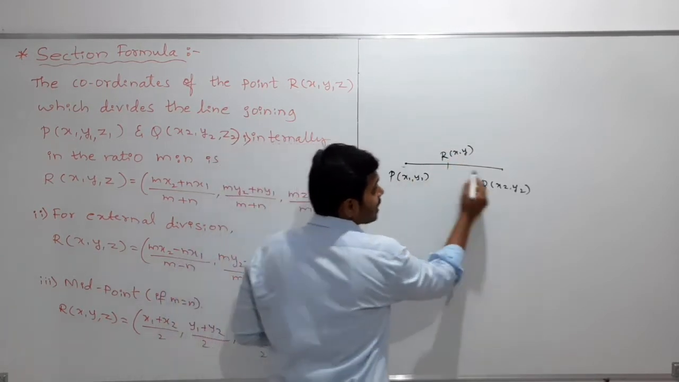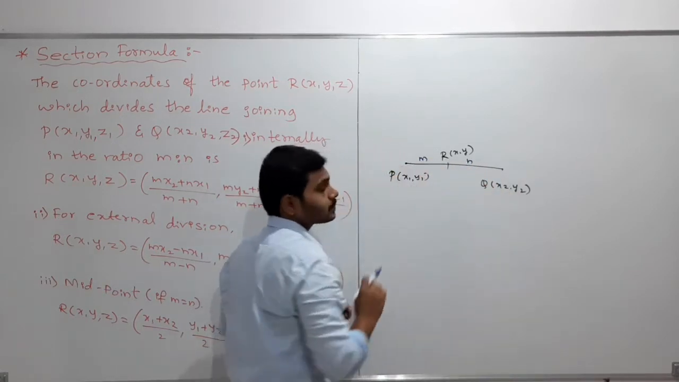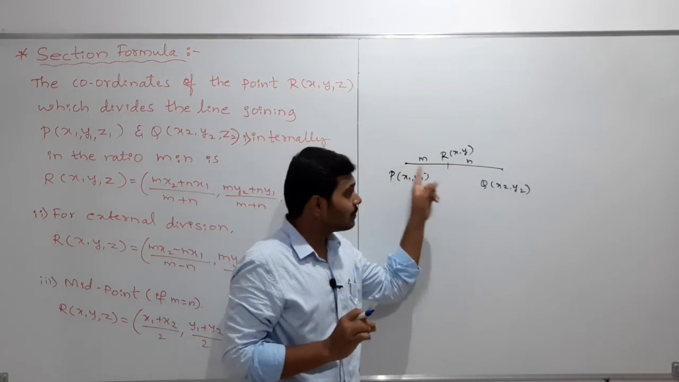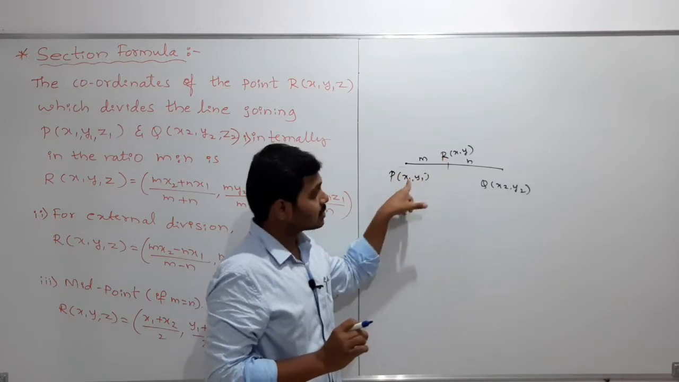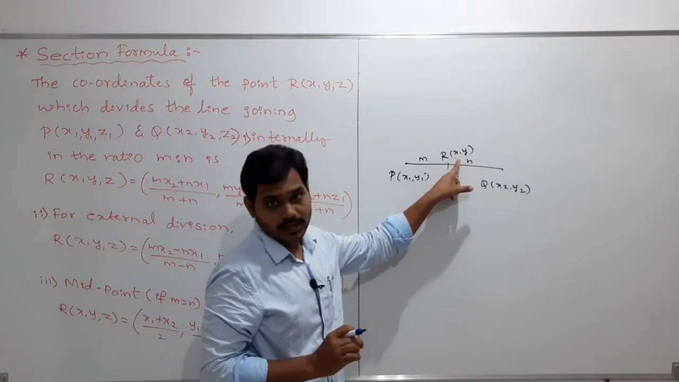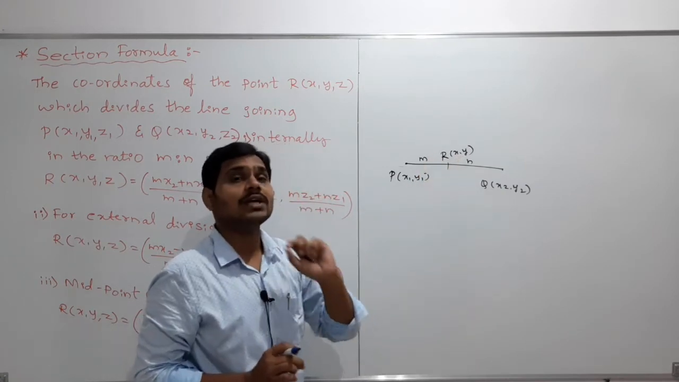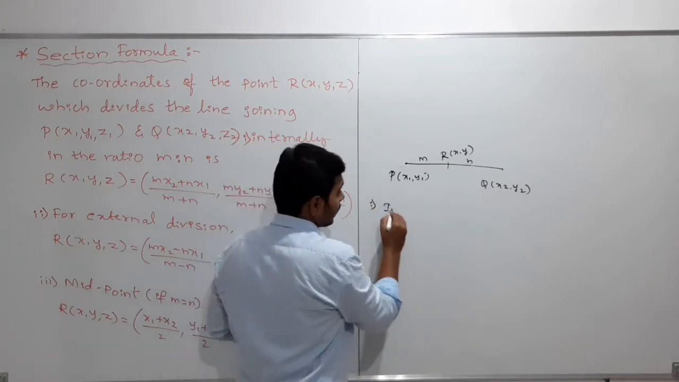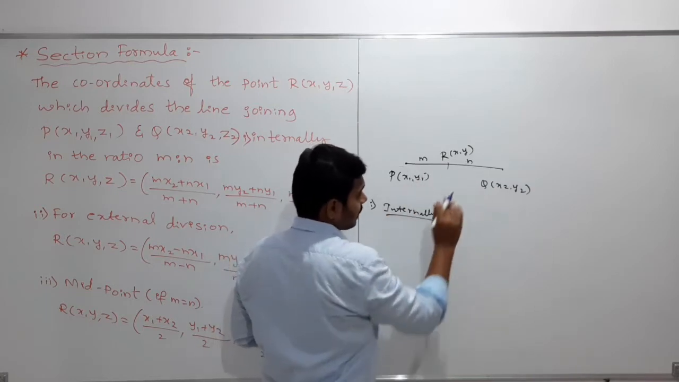and if the point R of x, y lies between P and Q and divides the line joining PQ in the ratio m:n, then in such a situation we use the section formula for internal division. Am I clear? Internal means in between P and Q.